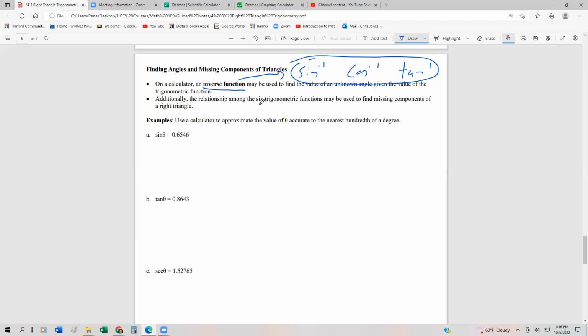But first, let's just use a calculator if we're given the value of the trigonometric function to find the angle. So we have the sine of theta equals 0.6546. Another way to think about this is that the sine inverse, sine minus 1, of the sine of theta is going to be equal to the sine minus 1 of 0.6546. Now, an inverse and a function, for now, cancel each other out, and so we're just left with theta.